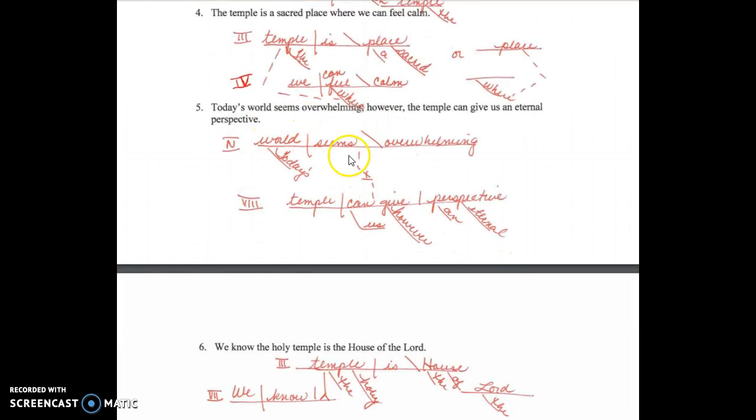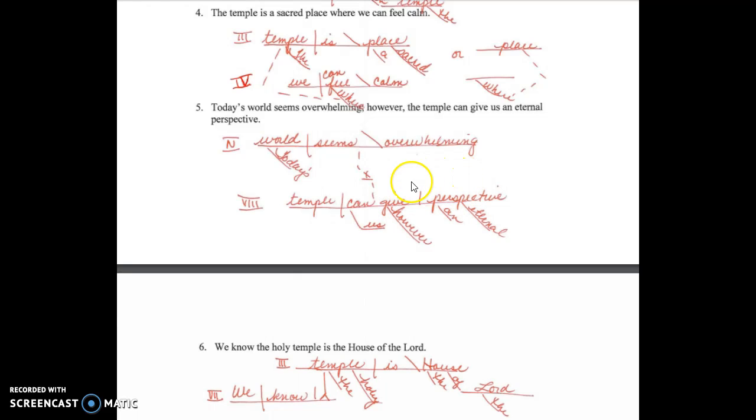Number 5. We have two independent clauses separated by a semicolon in this case. So we have world is a subject, seems, linking verb, overwhelming is an adjective. So that makes that a pattern 4. Nothing connecting them because they're joined by a semicolon. Our second clause, we have temple, can give. We have the two verbs there.